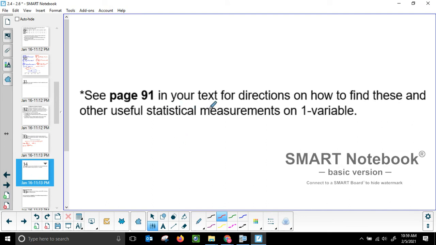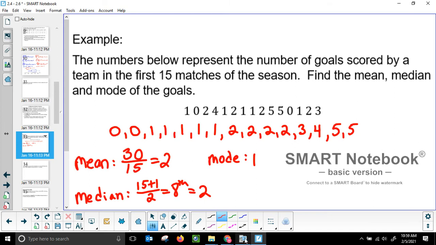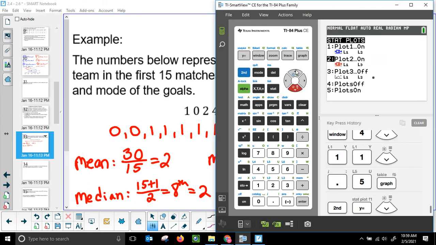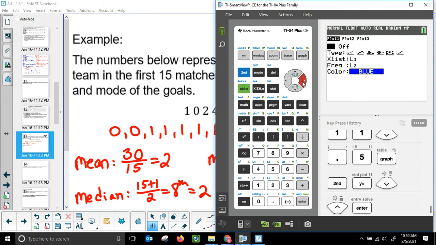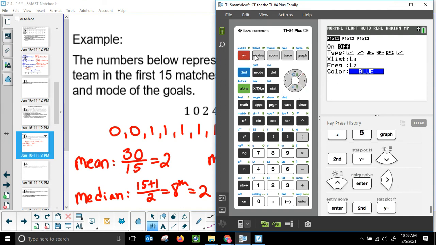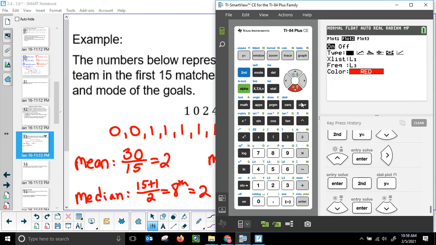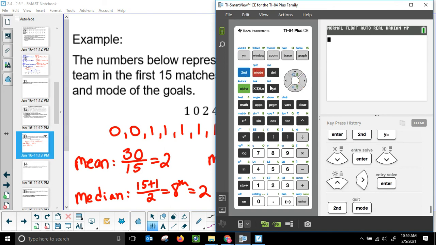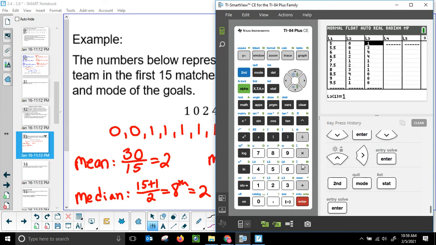See page 91 in your text for directions on how to find these and other useful statistical measurements on one variable stat. So if I pull out my calculator, I'm going to go ahead and turn these stat plots off for now, and I'm going to go back to my stats and edit. I don't need all of this stuff. I only have one set of data here to put in.